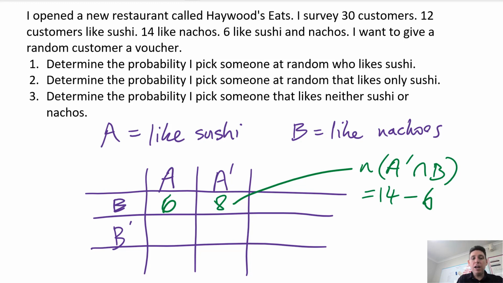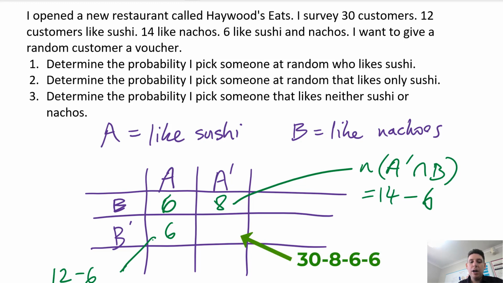Next one, the people that like sushi but don't like nachos. So there's 12 people that like sushi and there's 6 that like sushi and nachos. So we take 6 from 12. You got 6 left over. The last box in the middle, the intersection of people that don't like sushi and don't like nachos. How many people don't like both? So you minus all of these away from what number? 30. So 30 minus all of that, you've got 10 people left that don't like either. That's the intersection of those two.